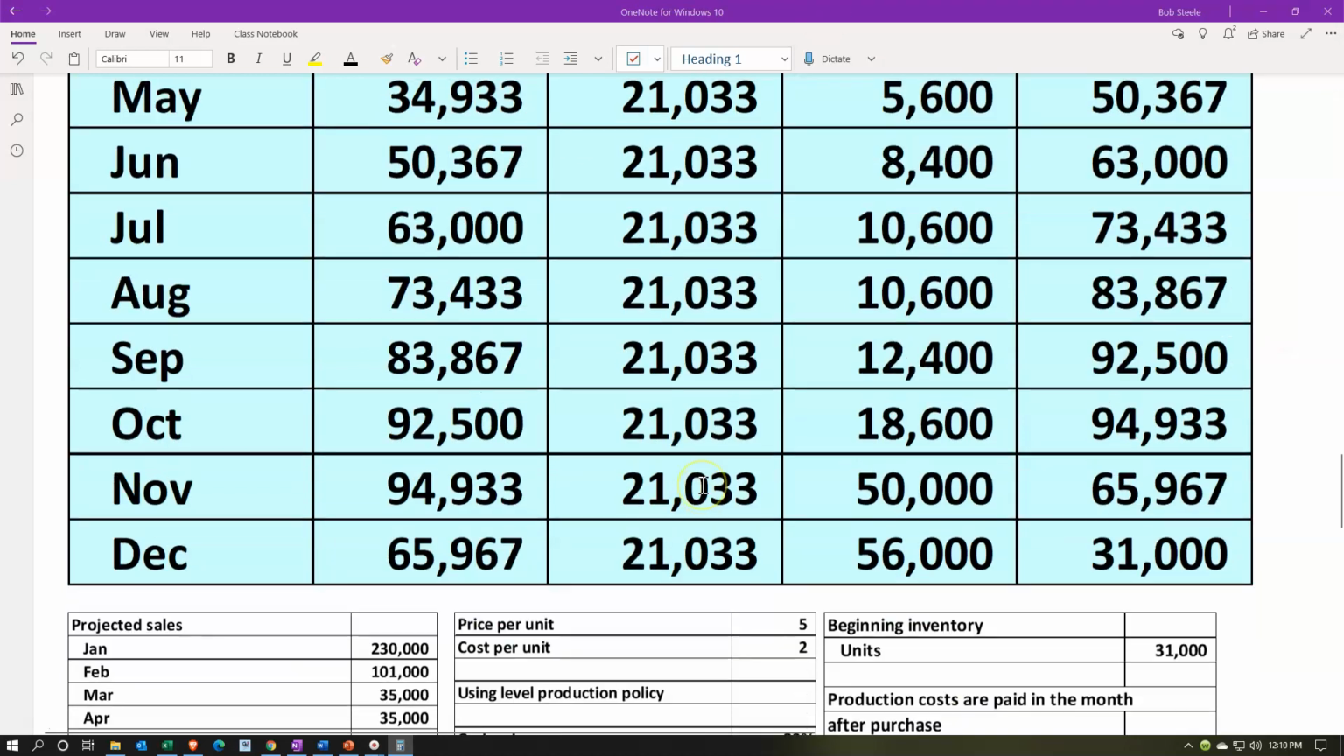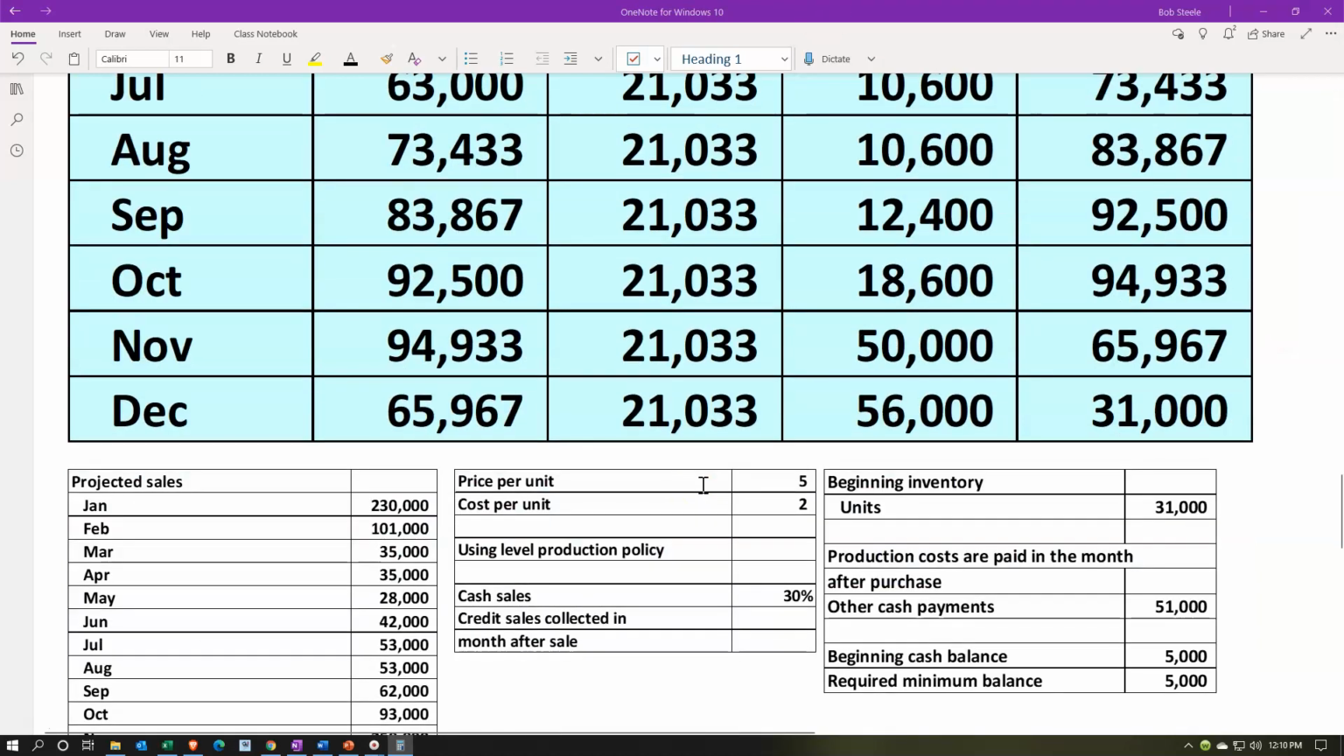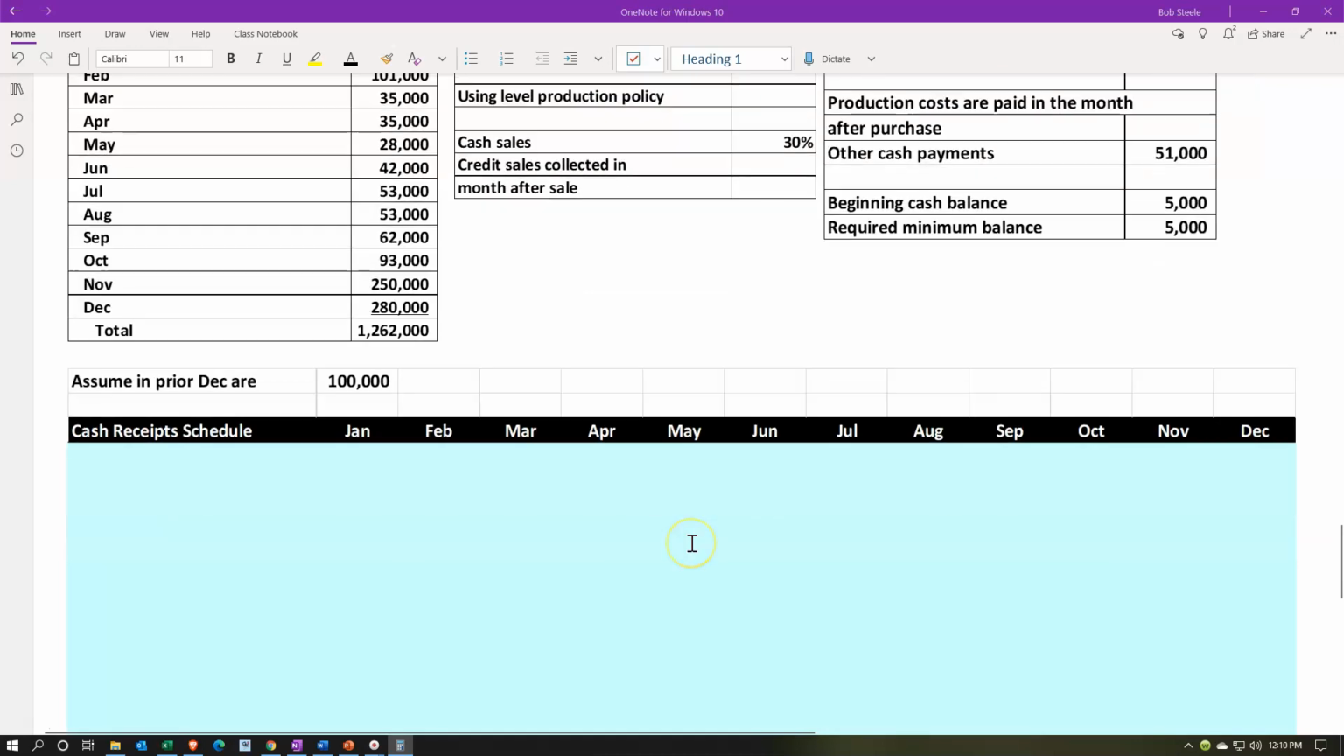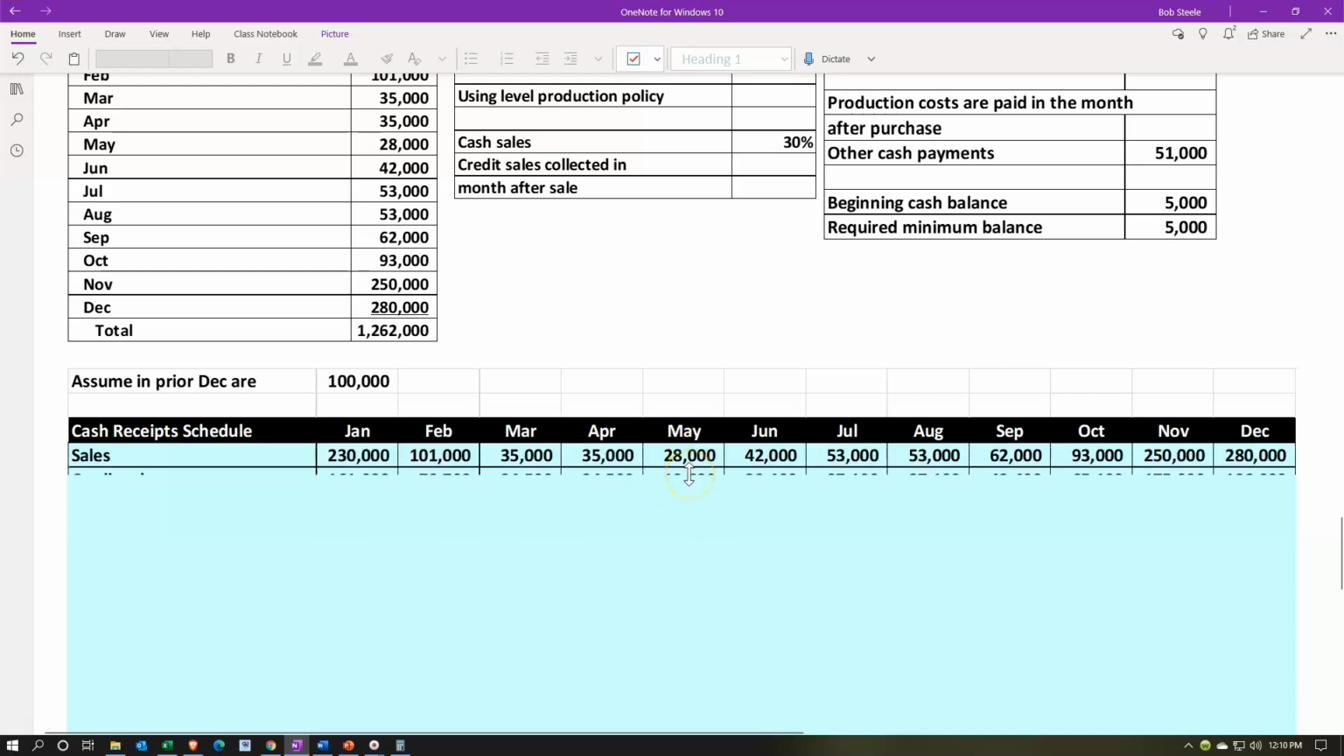Now let's consider this to think about our cash flow budgeting, which we've seen in a prior section. So this will be familiar. We'll do this a little bit more quickly. If you want to go back to cash flow budgeting itself, take a look at the prior section. We'll do many more example problems with it. So we're going to assume the prior December is 100,000.